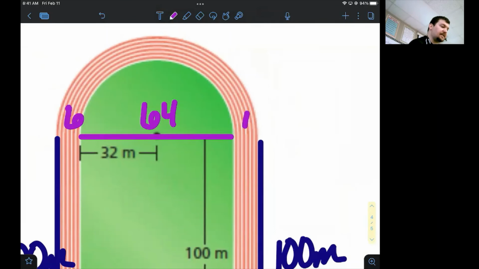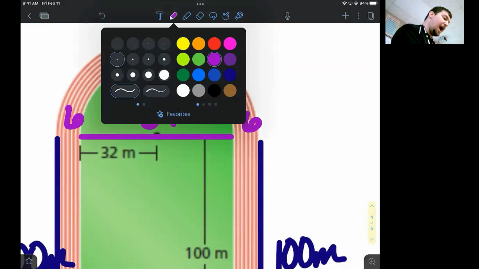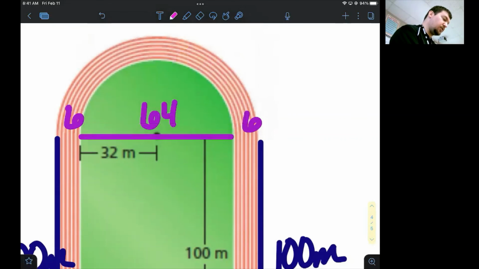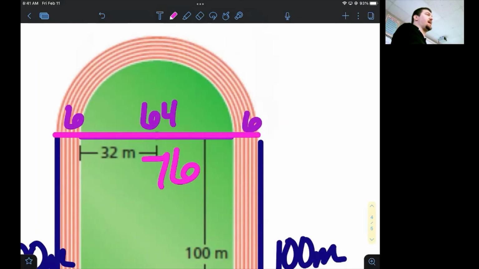And there are 6 lanes here. So there's 6 meters there. So if we add 12 to 64, we'll have the diameter of the entire outer part of the semicircle. So what is the new diameter we're going to roll with, Natalie? 76 is our new diameter.